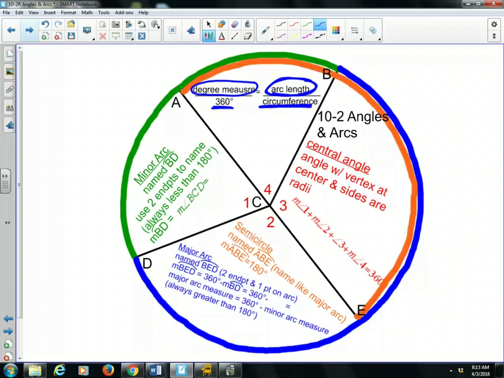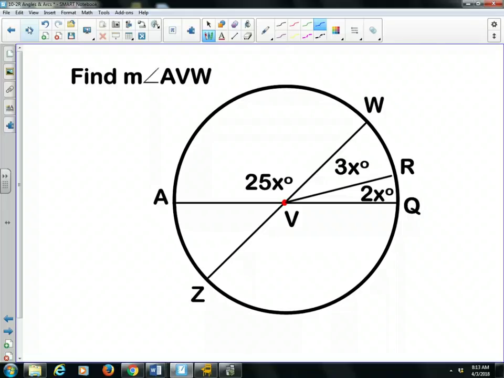All right, you can put away your circle book and now take out your notes packet. And in your notes packet, we're going to solve a few of these arcs or angles. So it says find the measure of angle AVW. AVW is this right here. Okay, well, the way we do that is we solve for x, and once we solve for x, we multiply it by 25, and we got our answer. So how do we solve for x?